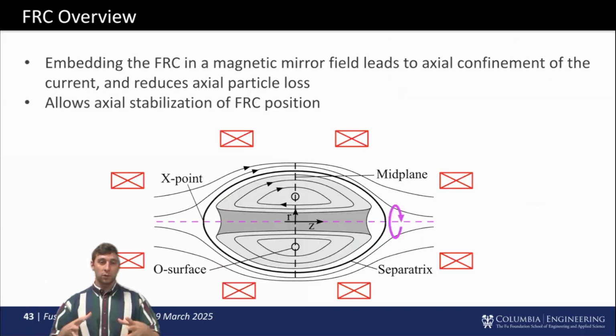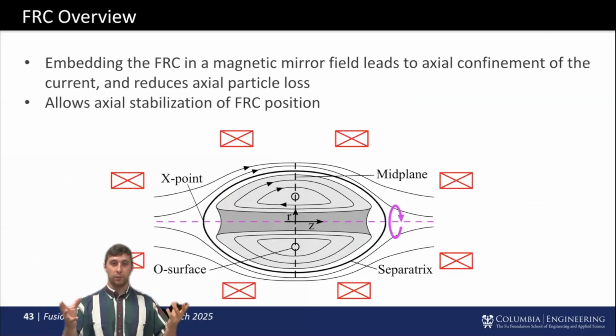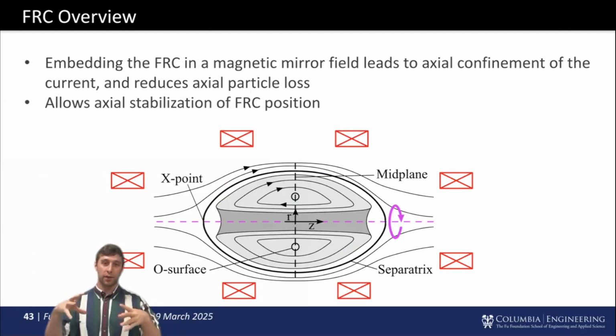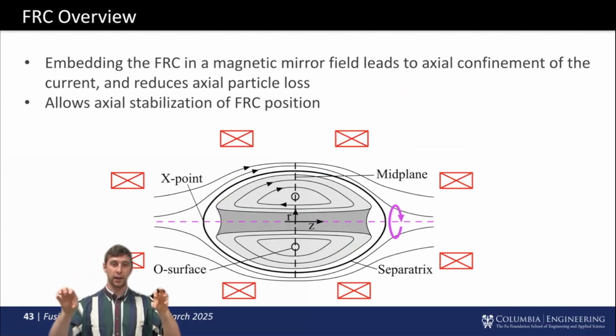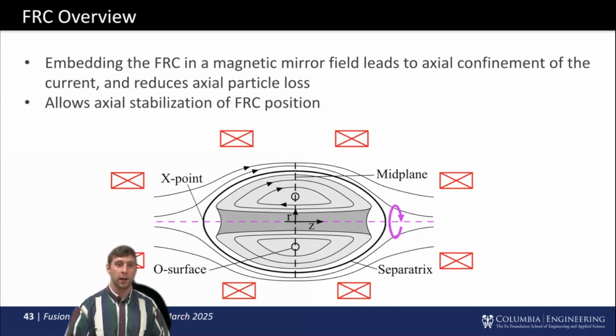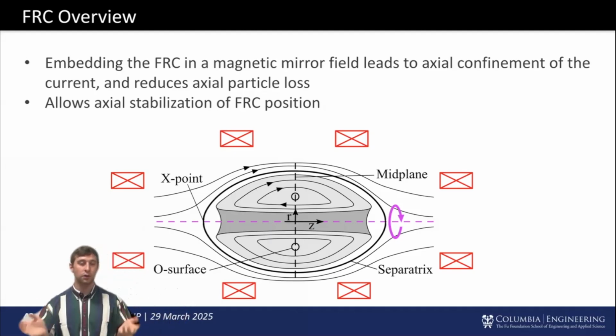So what we do then, once we have this reversed field on axis, is put that plasma in a magnetic mirror. What that does is it pinches off the field on the sides. It creates a stronger magnetic field on the two ends that, using the magnetic mirror effect, will improve the confinement. And what this does is it actually closes the magnetic field lines.